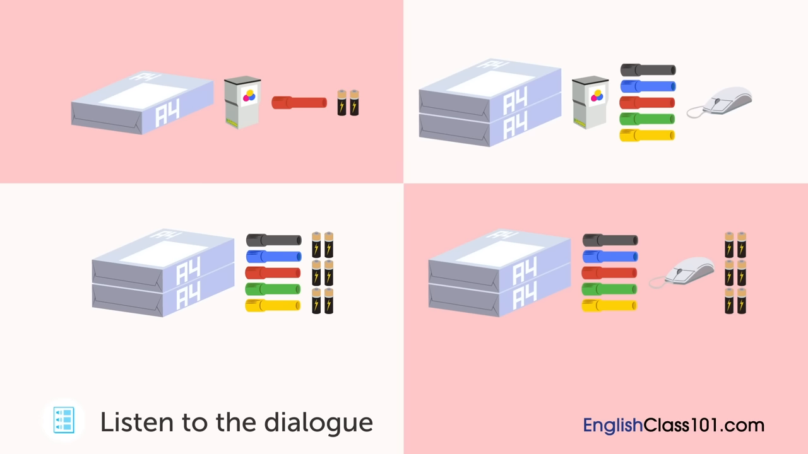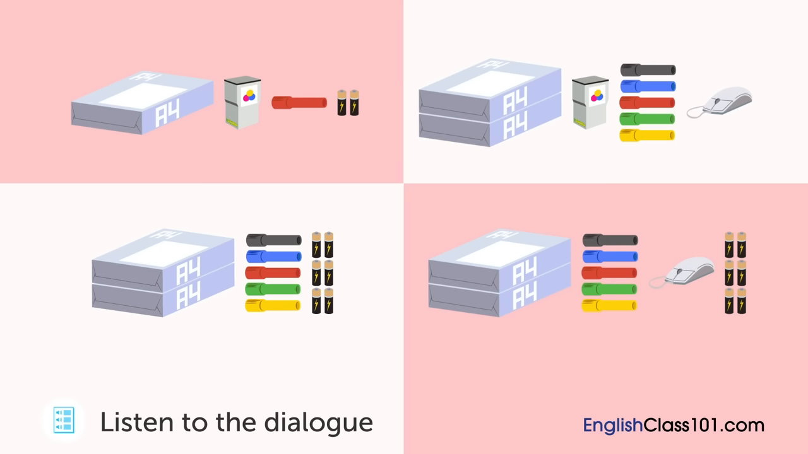Well, starting with the paper, it looks like there's only 1 box left. We use lots of paper every day, so let's order 2 more boxes. Okay, the printer is out of color ink. Should we order that? We don't really print documents in color, so we don't need to worry about that.